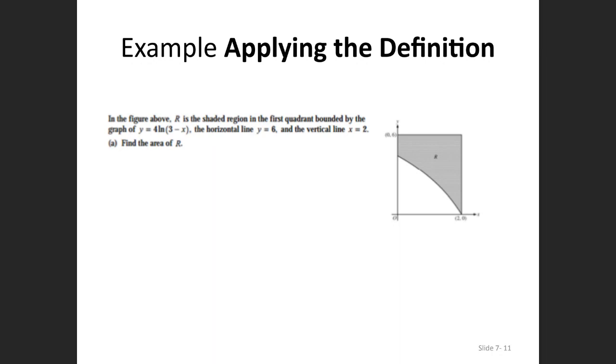Okay? So in this problem, it says, in the figure below or above, I kind of cut and pasted, so it's to the side, R is the shaded region in the first quadrant bounded by the graph y equals 4 natural log of 3 minus x, the horizontal line y equals 6, and the vertical line x equals 2. Find the area of R. Okay, so I'm going to let you guys set this problem up, plug it into your calculator, and see what you get for an answer. All right. And I will wait a little bit and then we'll go through the problem.